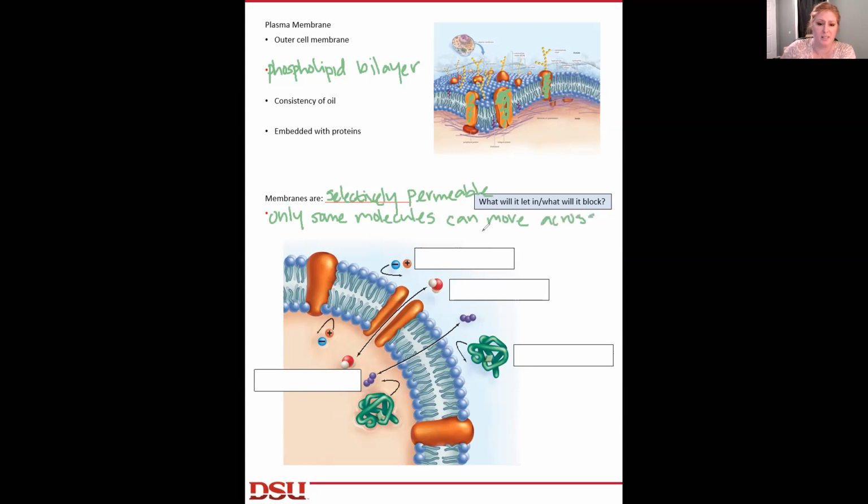So I'm just going to put only some can move across freely. Okay. Let's talk about some of the things that can get in and out in our little diagram here. So some things that are going to be able to do that. Hang on, let me make sure I've got my diagram situated in my head so I don't tell you this backwards.